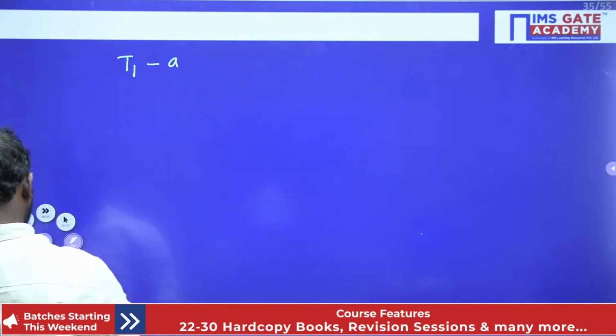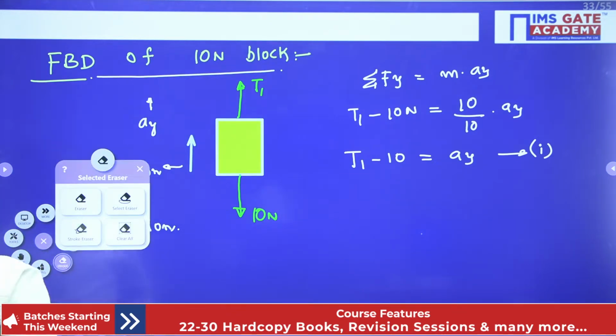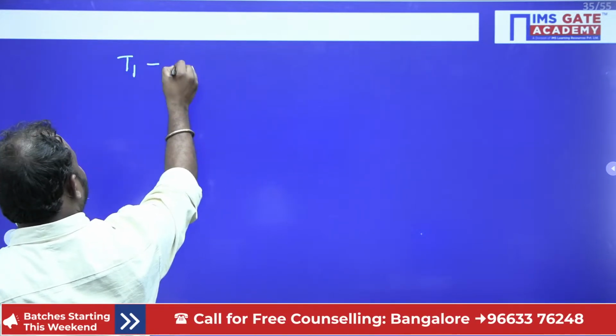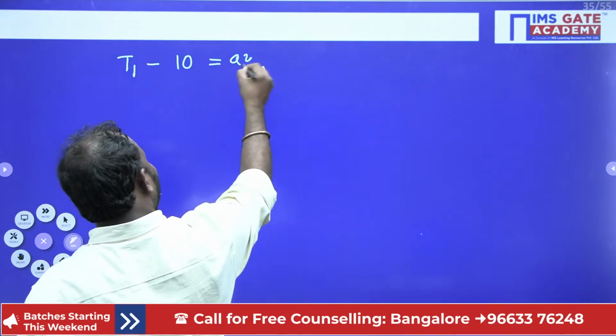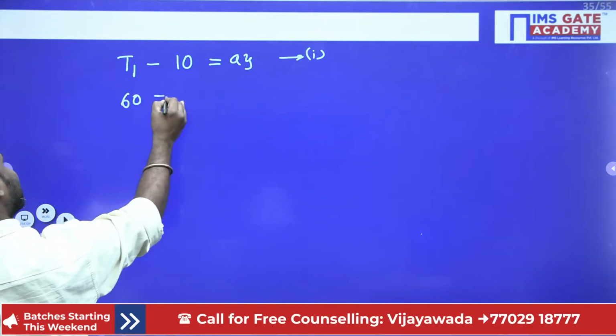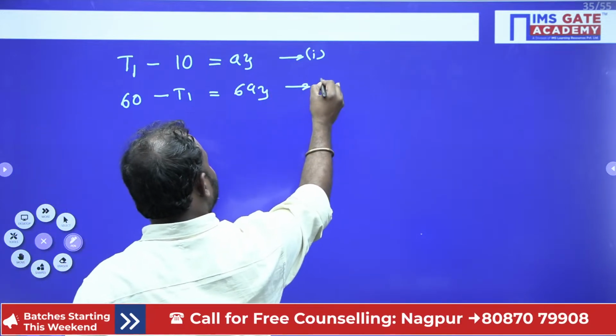T1 minus, T1 minus how much is it? T1 minus 10 is equal to a_y. Say it is equation number 1, right? Here it is going to be 60 minus T1 is equal to 6 a_y. So that is the second equation, right?